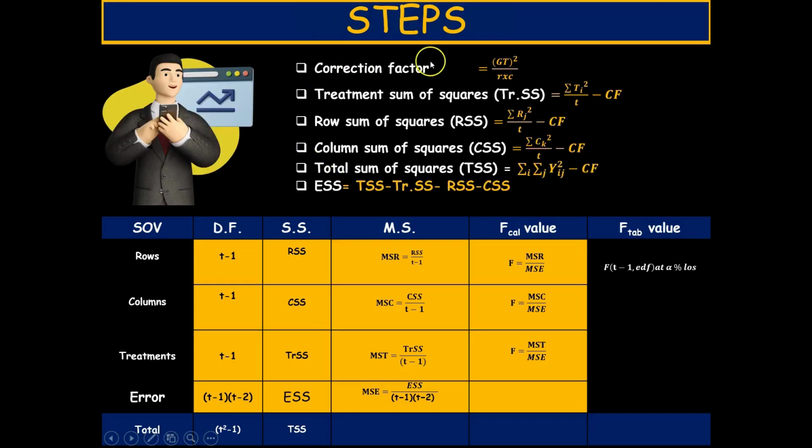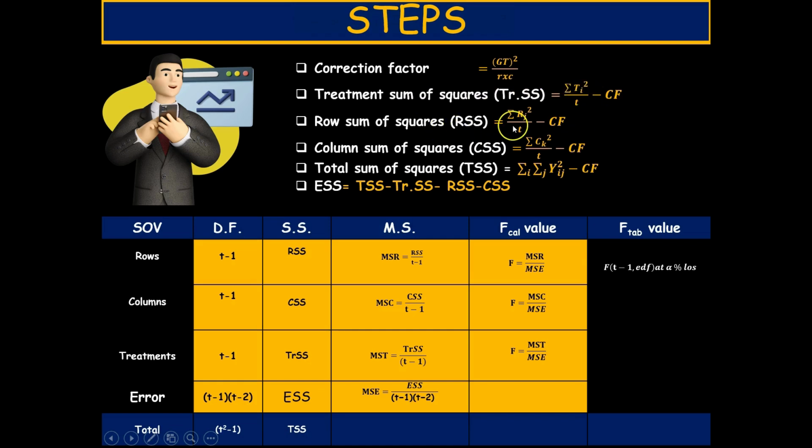Now, what are the different steps? These are the traditional steps you use to generate the ANOVA table of any design, but in this case we start with the correction factor. This is the normal way of generating the analysis of variance of any design. That means the square of the grand total divided by the number of rows multiplied by the number of columns. Treatment sum of squares is the sum of squares of each treatment total divided by the number of treatments, minus the correction factor.